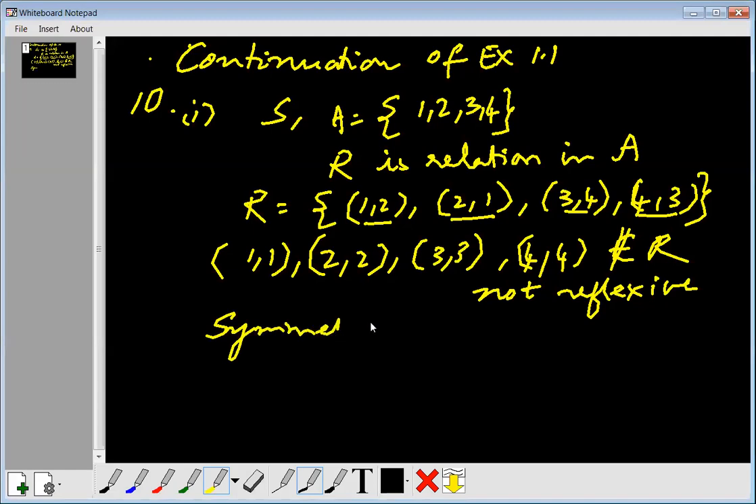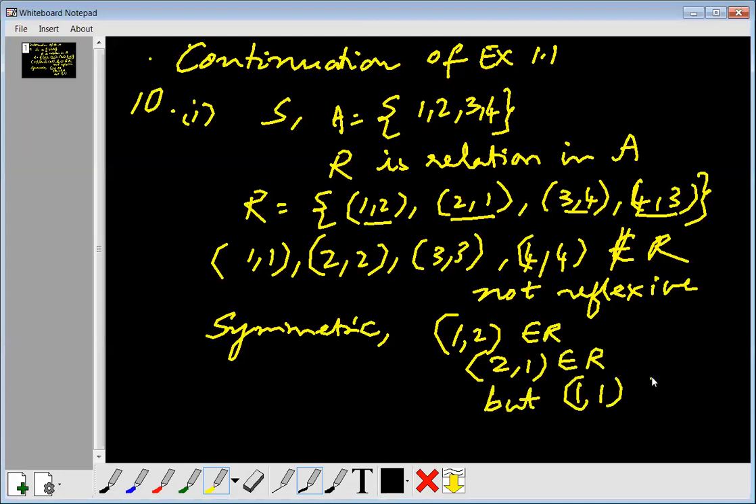The next one is whether it is transitive or not. So (1, 2) is there, (2, 1) is there, but (1, 1) is not there. (1, 2) belongs to R, (2, 1) belongs to R, but (1, 1) does not belong to R. Therefore, not transitive. So you don't have to write everything. If it is a 1 mark question, you just write this and this. All other things you don't have to write. I'm explaining because you need to understand that. Okay.